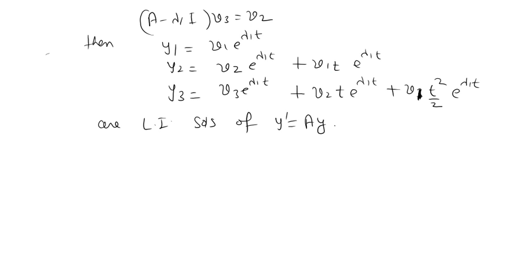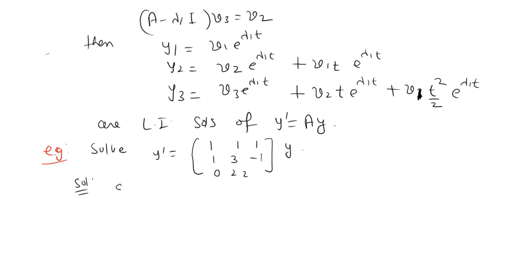So now I'm going to take one example, and of course now you need to take a 3x3 system. The question is to solve y' = Ay, where matrix A is [1 1 1; 1 3 -1; 0 2 2]. So first you need to find the eigenvalues by writing the characteristic polynomial: determinant of A minus lambda I equals 0.